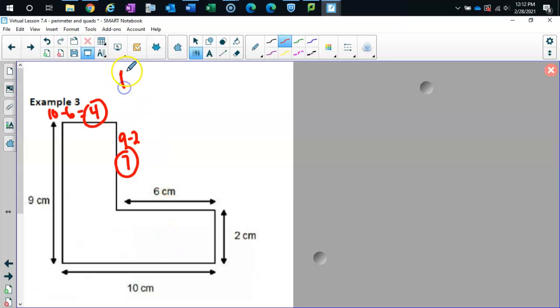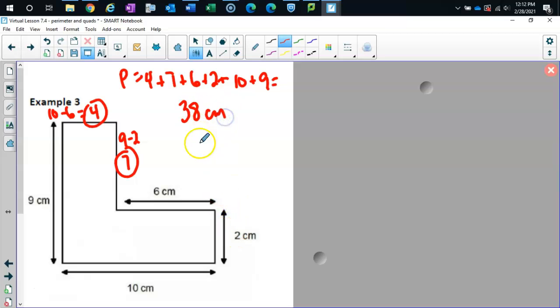Now, how do we find the perimeter? Well, I'm going to start up here in the top, and I'm going to work my way all the way around. You got to go in an organized fashion or you'll end up missing a number. So our perimeter, add up all the sides, is 4 plus 7 plus 6 plus 2 plus 10 plus 9. And now I'm back to the beginning. When I add all of those together, I will get 38, and my label is centimeters. So if I was going to wrap a ribbon the whole way around the outside of this shape to decorate it, I would need 38 inches of ribbon.